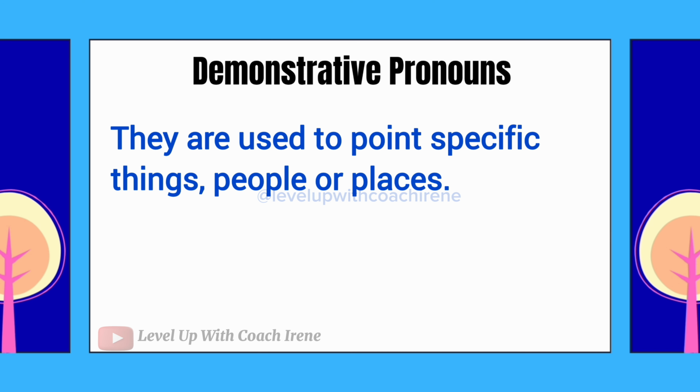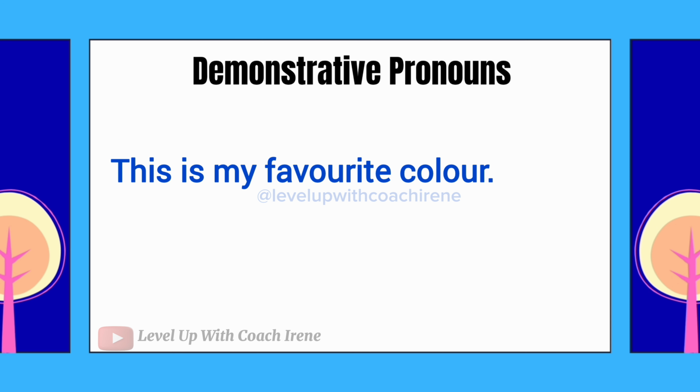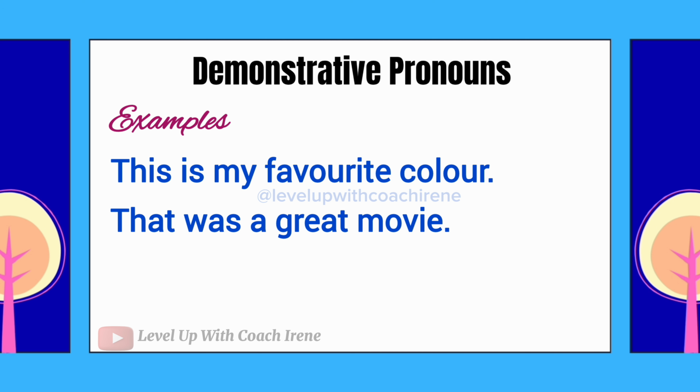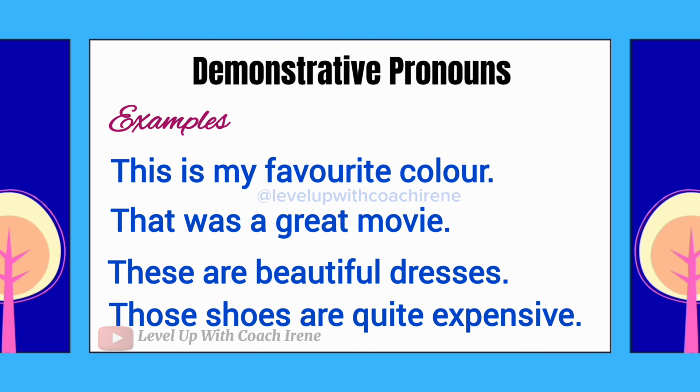They are used to point to specific things, people, or places. They indicate whether the item being referred to is near or far in distance or time, and whether it is singular or plural. They include this, that, these, those. Examples we have: this is my favorite color. That was a great movie. These are beautiful dresses. Those shoes are quite expensive.